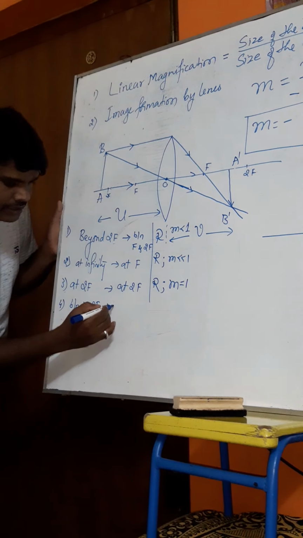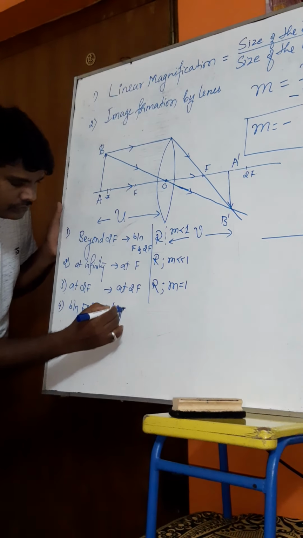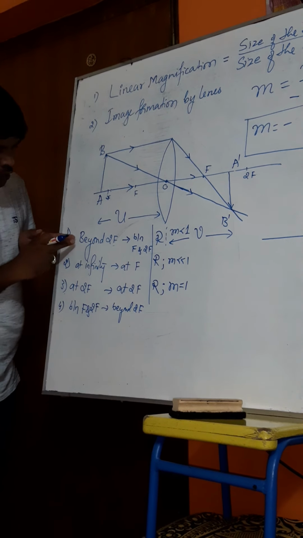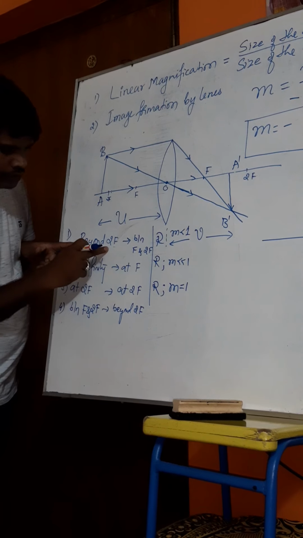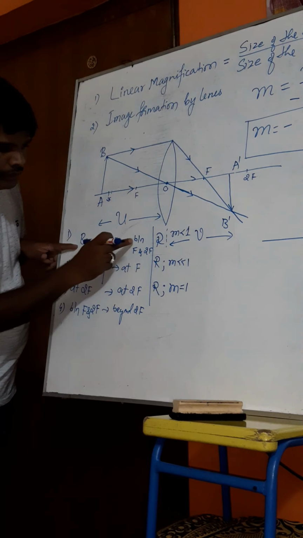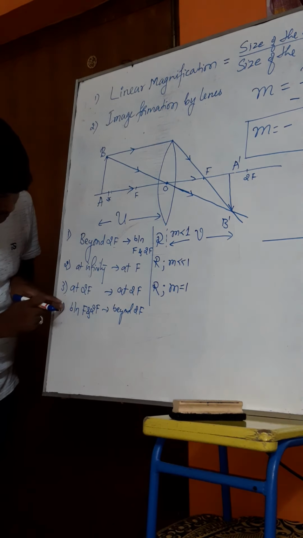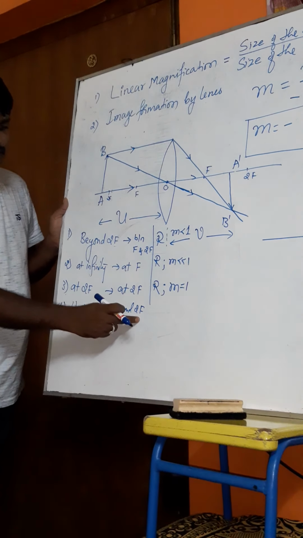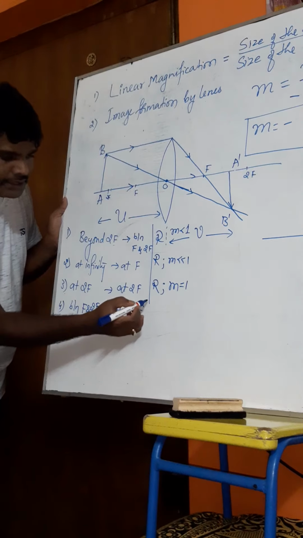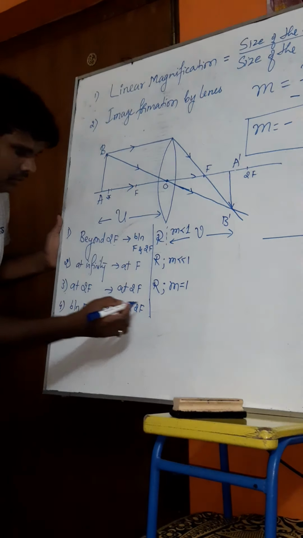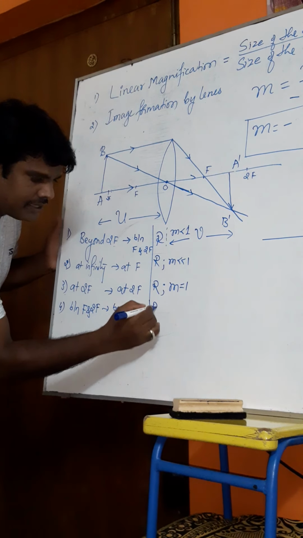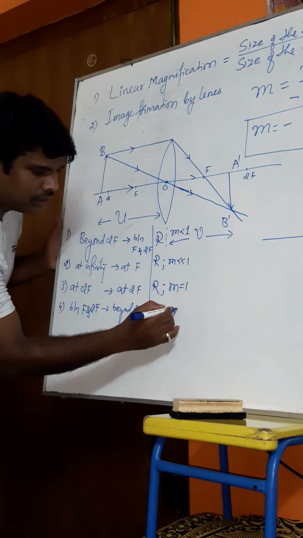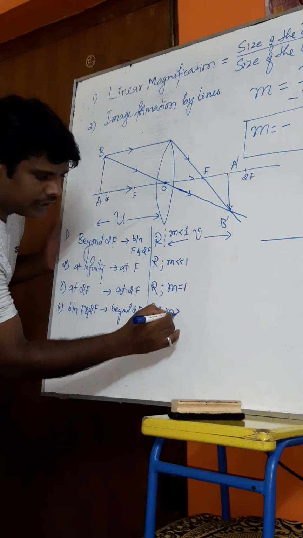So it means the image is behind 2f. See here what happens. If the object is behind 2f, the image is formed between f and 2f. See here, if the object is between f and 2f, the image is formed behind 2f. Got it? It's clear now? Now, the nature of the image is again the same, real, but the magnification m is greater than 1.